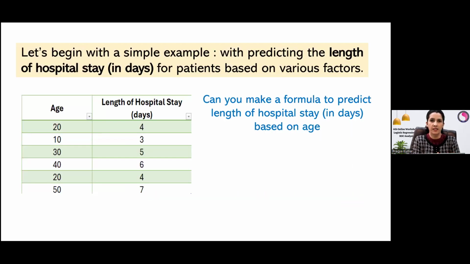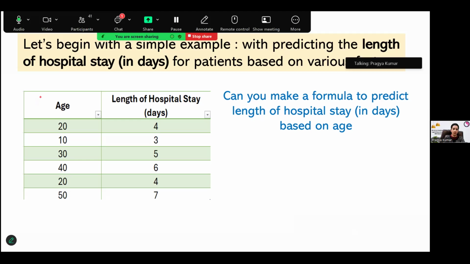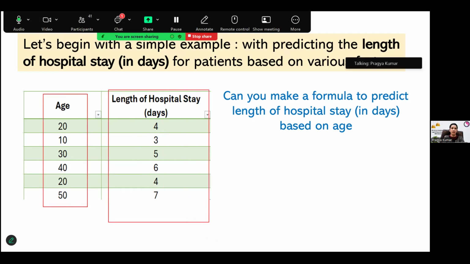So let's begin this session with one very simple example. Initially we used the taxi fare and the kilometer, but now we have changed the example, and this is the example. You can see the number of days of hospital stay and the age. If I want to predict the length of hospital stay, which I am measuring in days, using the patient age and various other factors. So here you can see there are two columns. Column one is the age of the patient, and column two is the length of hospital stay, in days.